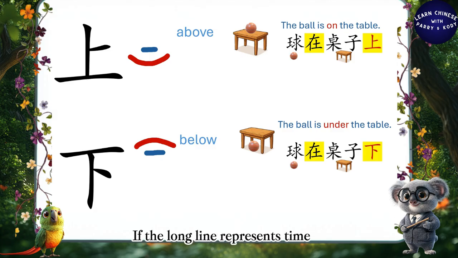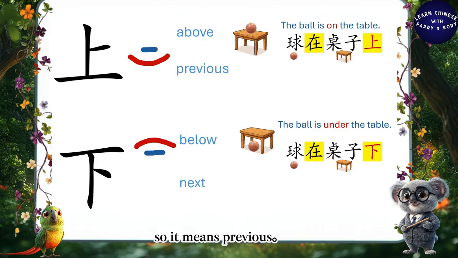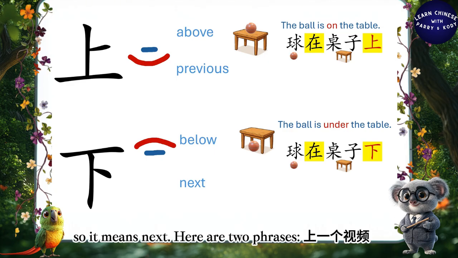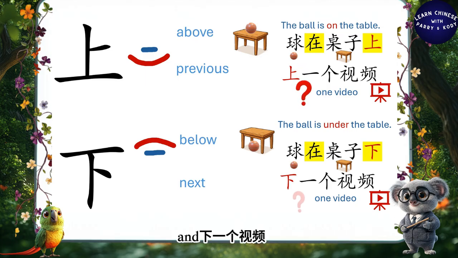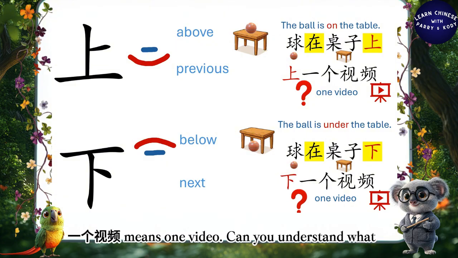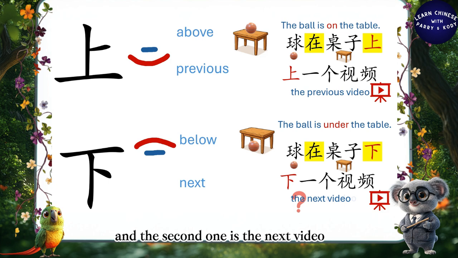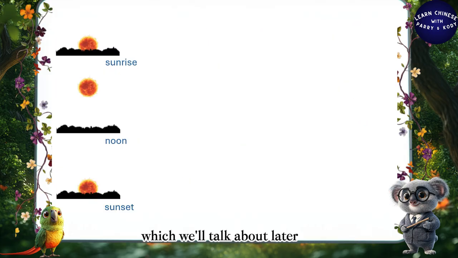I've got it. If the long line represents time, then 上 refers to something that just happened, so it means previous. 下, on the other hand, refers to something that is about to happen, so it means next. Here are two phrases, 上一个视频 and 下一个视频. 上一个视频 means previous video. Can you understand what they mean? That's not hard. The first one is the previous video, and the second one is the next video. Excellent. Of course, 上 and 下 have many other uses, which we'll talk about later.